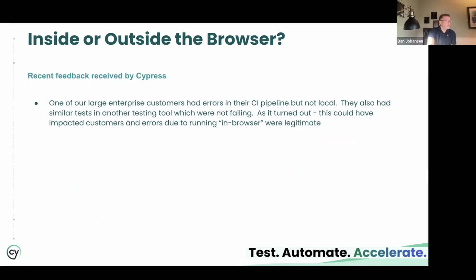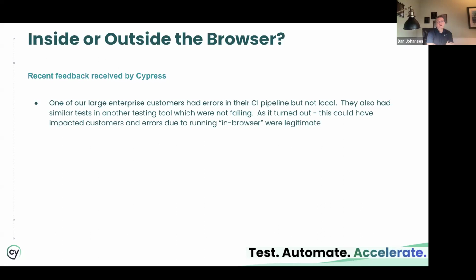All right, one thing I wanted to highlight before we leave the topic of inside or outside the browser is that the technology and architecture of running inside versus outside can have impacts on the tests themselves. One example we had here at Cypress, and this was recent, in the last three or four months, I believe, last quarter, was one of our large enterprise customers who had errors taking place in their CI pipeline. The errors were not happening locally, and they were having a whale of a time figuring out exactly what was going on.